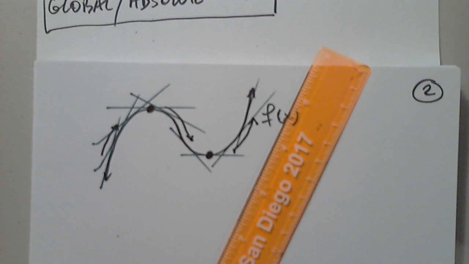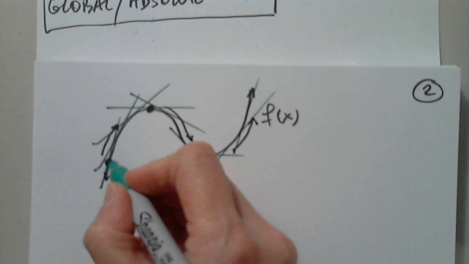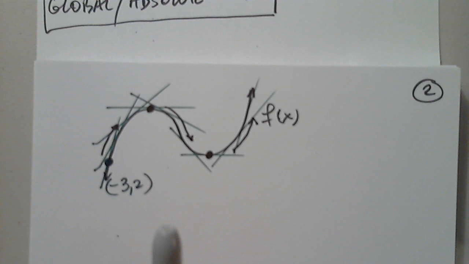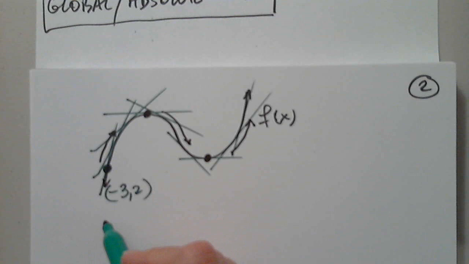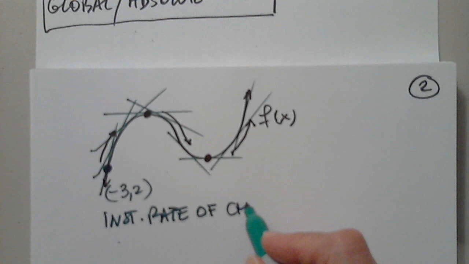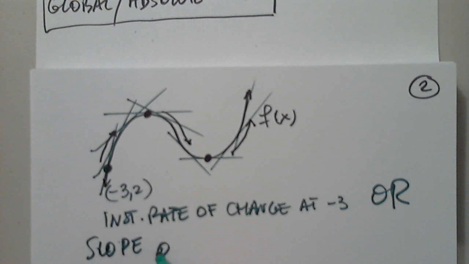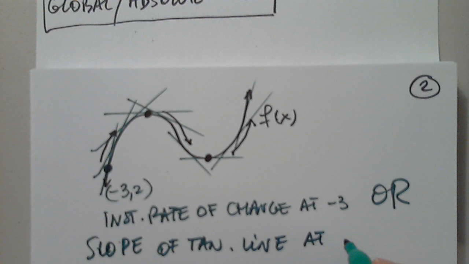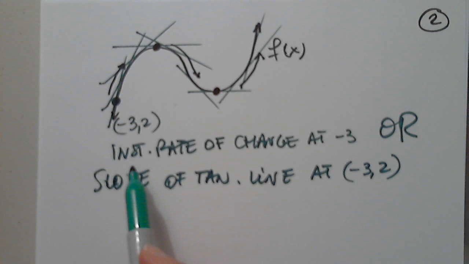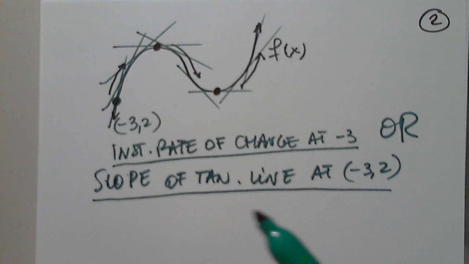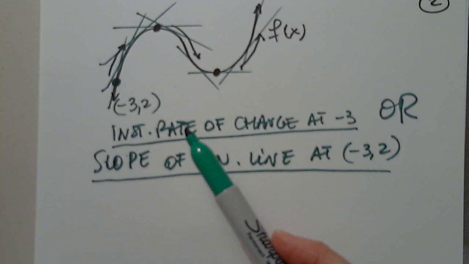So let's suppose I have this point. Well, let's say it is -3, 2. This is the function. This point is -3, 2. I just picked two coordinates. And I would like to determine the instantaneous rate of change at -3. Or, same thing, the slope of the tangent line at -3, 2. How do I determine this? They are the same. The instantaneous rate of change at -3 is the same as the slope of the tangent line at -3. I would like to determine these. They would be the same thing. How do I determine them?